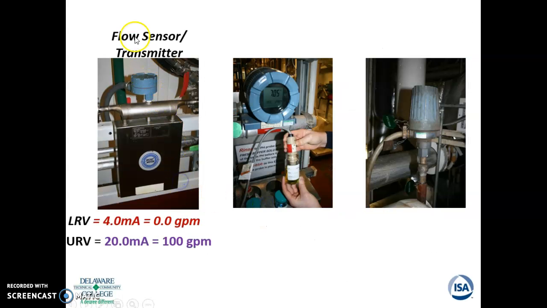Okay, now let's just talk about a flow sensor and a transmitter. So let's just take this flow sensor. The sensor reads 0 GPM to 100 GPM. It converts in the transmitter, the reading on the transmitter will usually be in GPM, but then it sends the signals out in milliamps. So 0 GPM will be 4 milliamps. 100 GPM will be 20 milliamps.